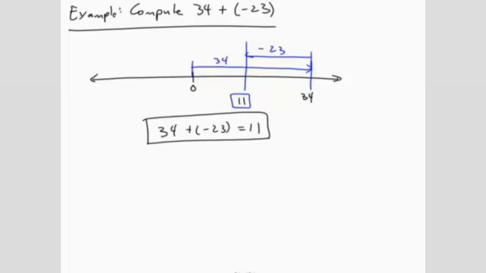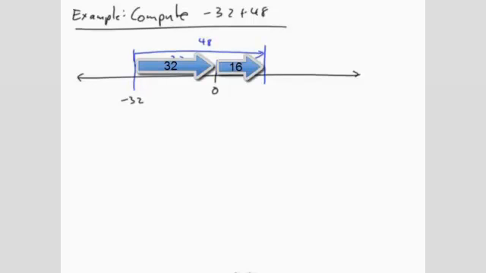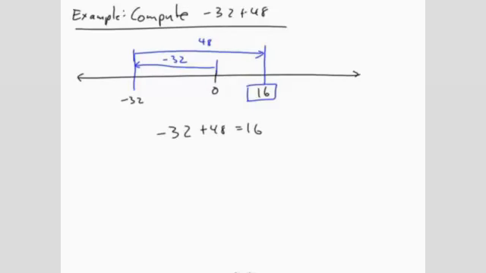Example, compute negative 32 plus 48. Again, the picture. 32 steps to the left, and then 48 steps to the right. We've moved more to the right than to the left, so the final answer will be positive. Positive what? Well, we have to use 32 of the steps to get back to 0, and that leaves us 16 more to finish off the movement. So the final answer is 16. Negative 32 plus 48 equals 16.